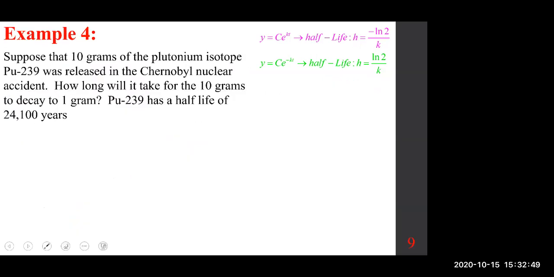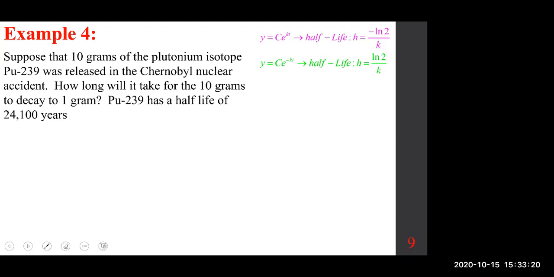All right, we're going to look at this one. Anybody feel like reading this question for us, please? Next question. Can somebody read this one for us, please? Suppose that 10 grams of the plutonium isotope Pu-239 was released in the Chernobyl nuclear accident. How long will it take for the 10 grams to decay to 1 gram? Pu-239 has a half-life of 24,100 years. Thank you so much, Ethan.